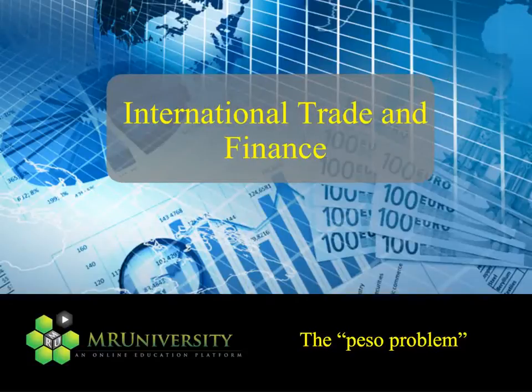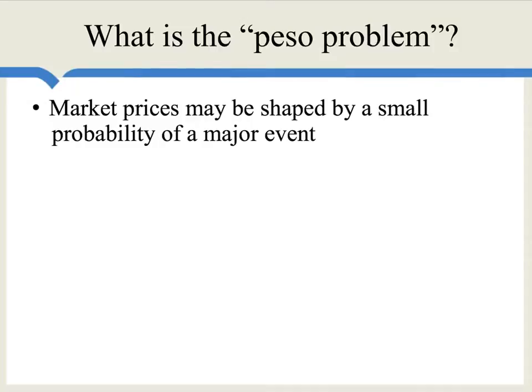Now let's look at what is sometimes called the peso problem. The peso problem, most generally, is simply the point that observed market prices may be shaped by the small probability of a major event.